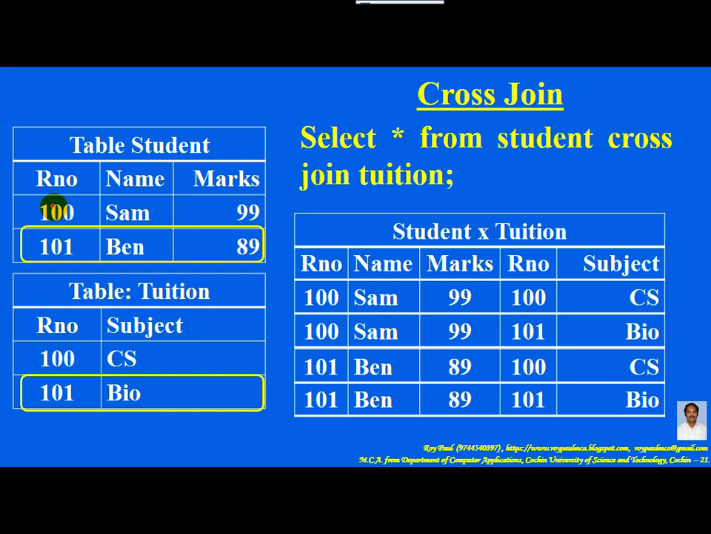Now, for the first table, 2 rows are there. For the second table, 2 rows are there. So Cartesian product will contain 2 into 2, 4 rows. Number of rows is known as cardinality. So for the first table, the cardinality is 2. For the second table, the cardinality is 2. And for the Cartesian product, the cardinality will be 2 into 2, 4.